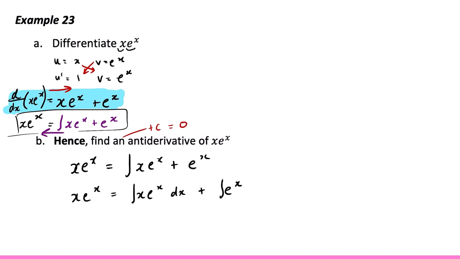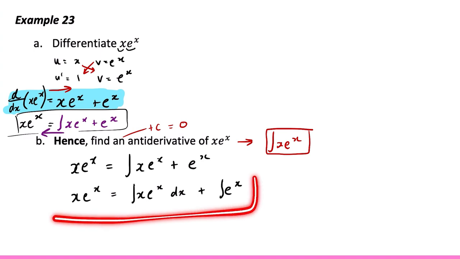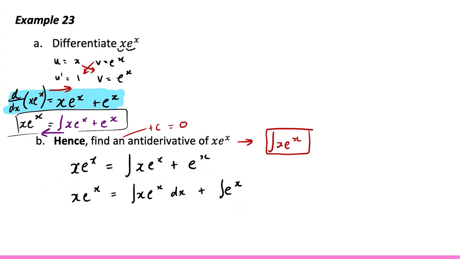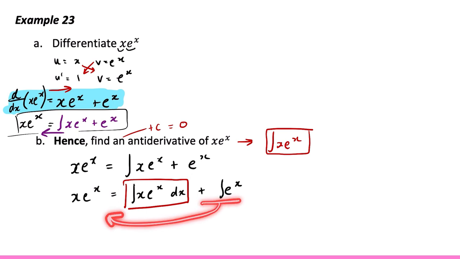So what is it that I actually want? And this is always a really good thing to write so that you can recognize the part that you need. I want this. I want the antiderivative to x e to the power of x. Can I see that anywhere in the function that I've just written? Yes, I can. That's this part. So what I want is the antiderivative to x e to the power of x dx. So if this is what I want, this is what I need to isolate. Everything else needs to go to the other side.